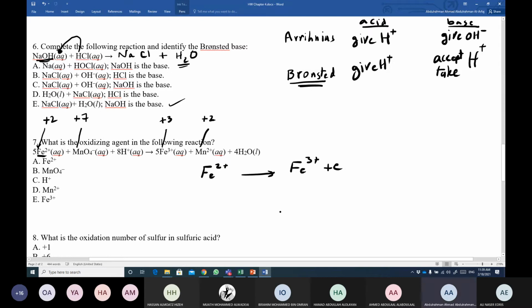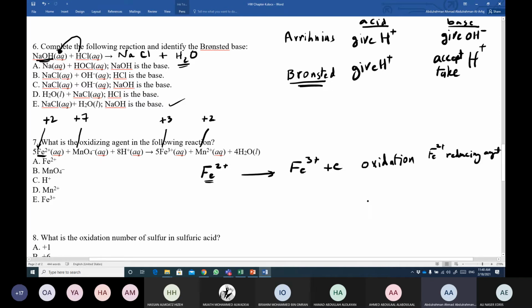Exactly. Is this oxidation or reduction reaction? Oxidation. So the iron is what? Oxidized. It's oxidation, so the Fe2+ is the reducing agent.